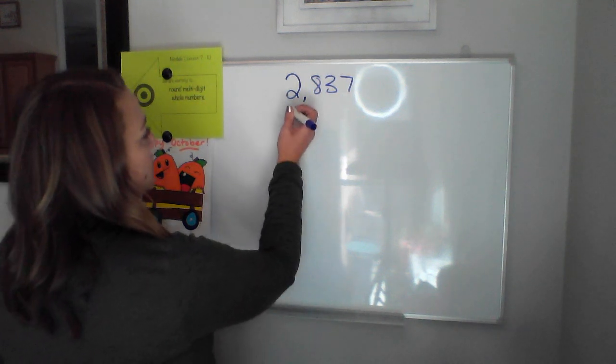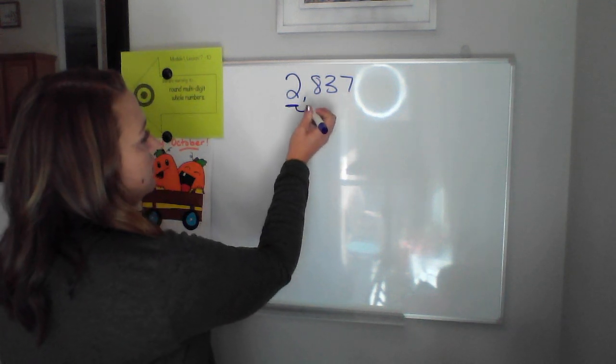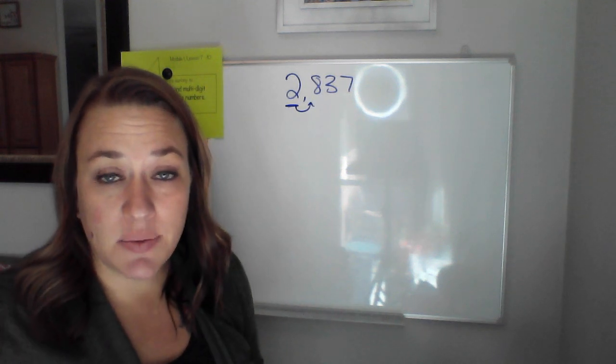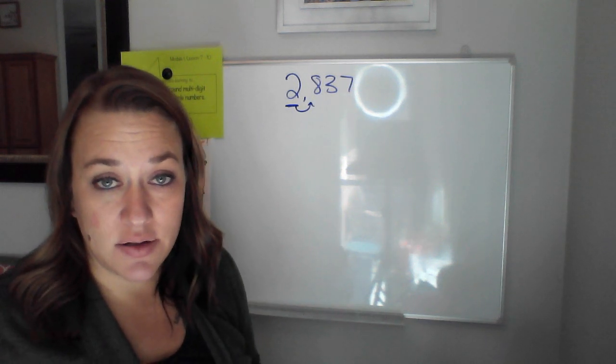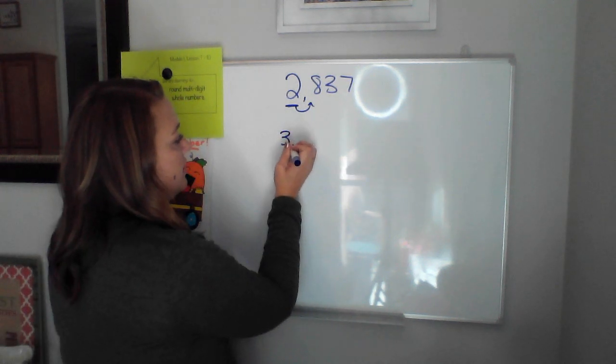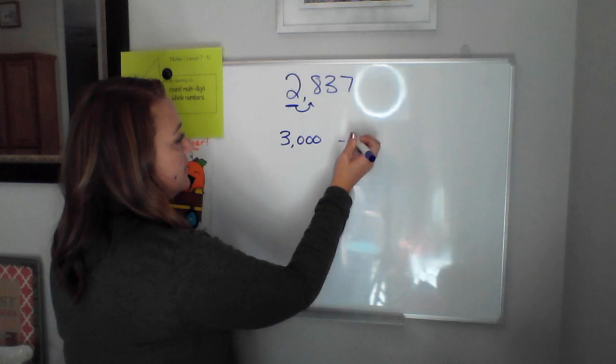Okay, so let's start with our thousands place. I look to the right, I see an 8. Because of our rounding rule, that means we're going to go up to the next 1,000. So 2, 3. So if we round to our nearest 1,000, we would round to 3,000.